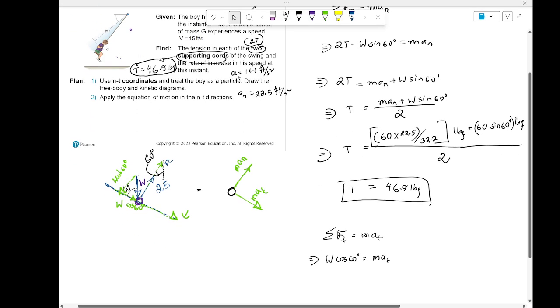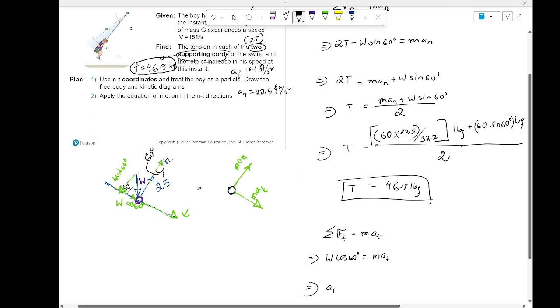And what's the goal here? To find the a_t, right? So a_t should be equal to W cos 60 divided by m. Now you already know what to do with the m, right? You're going to divide the weight by 32.2. That's how you're going to find the value of a_t. Let me know when you have some value of a_t. And actually I have the value of a_t written over there.